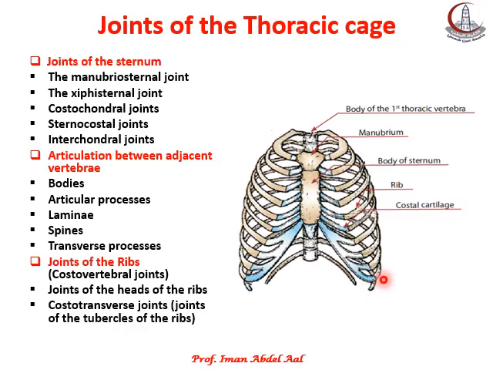As you see here, this is the cartilage of rib number 10. It joins that of number 9. The 9th cartilage joins the 8th. The 8th joins the 7th cartilage. So interchondral joints are joints between the costal cartilages.